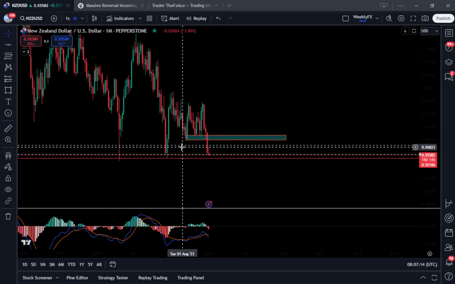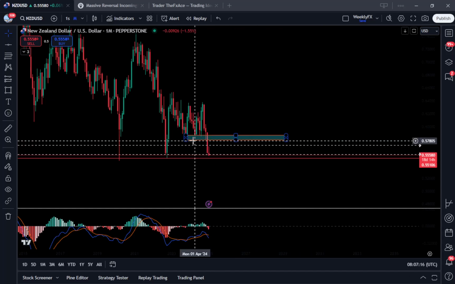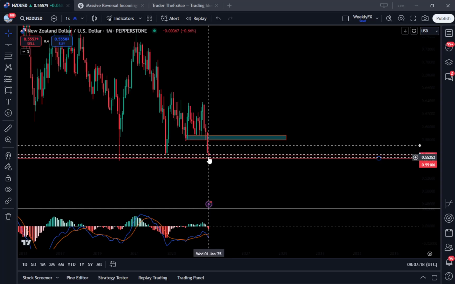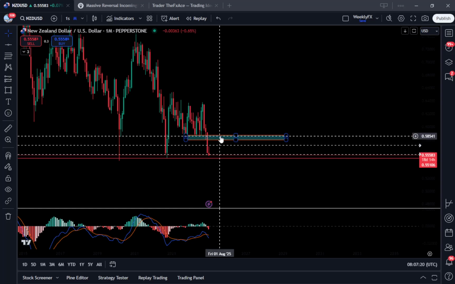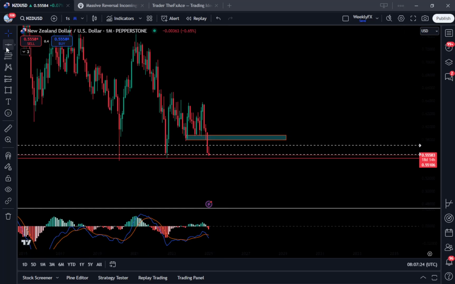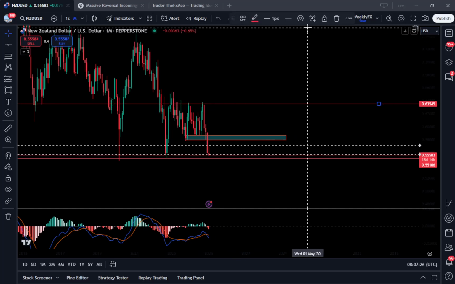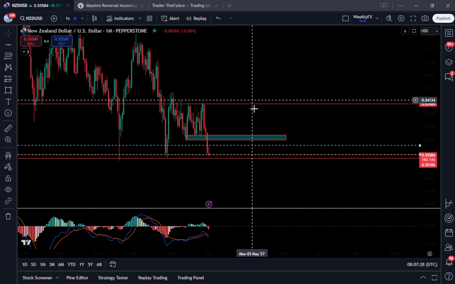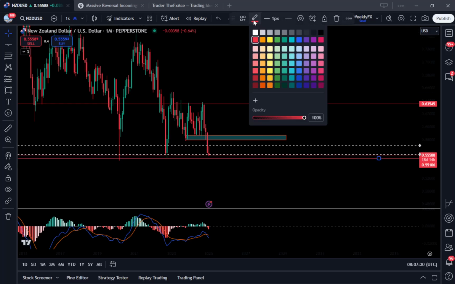Kind of a resistance zone here. The market broke straight down through this low, so we're likely to see a retracement back up to 58 to 60, or it may go all the way back up to 63,500. So let's mark that high up there. Change the color on this.